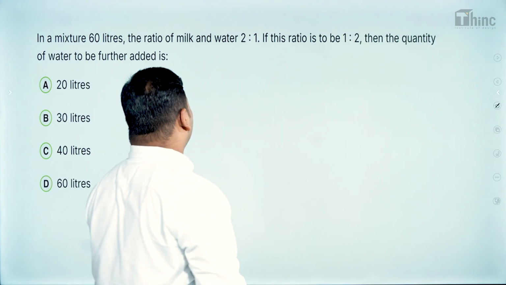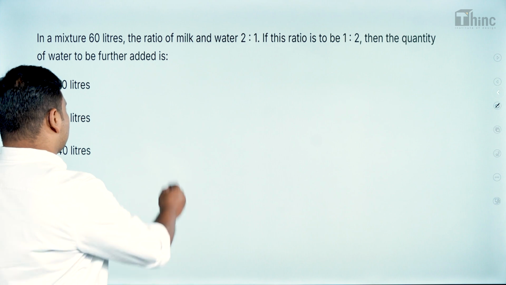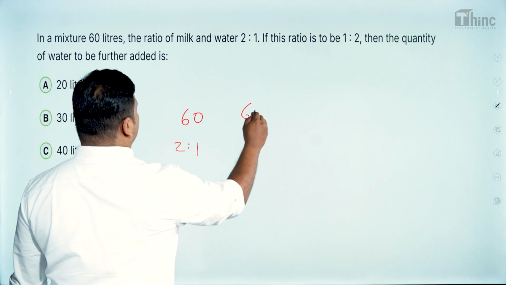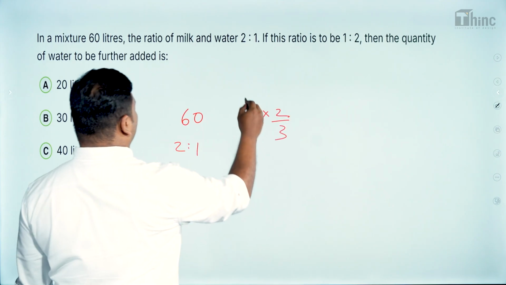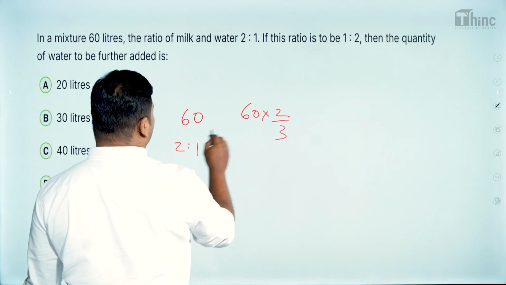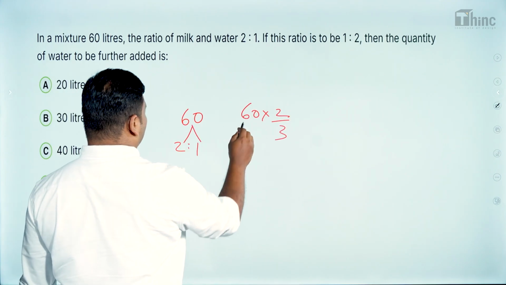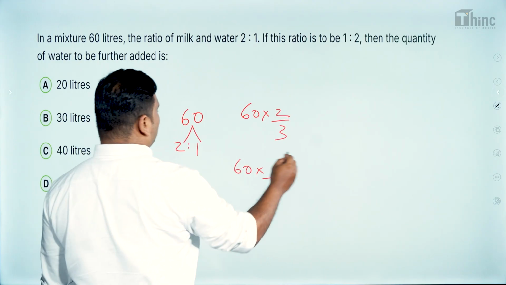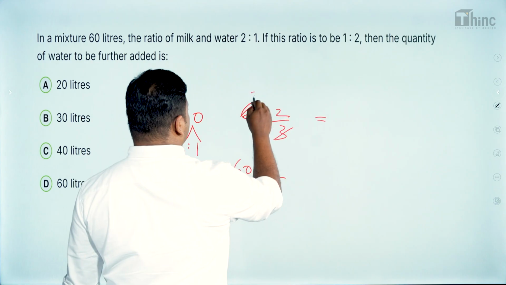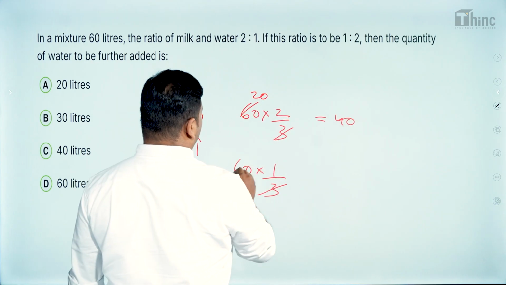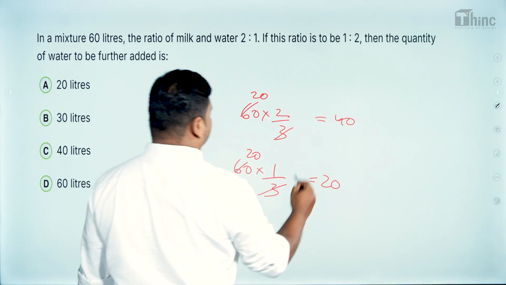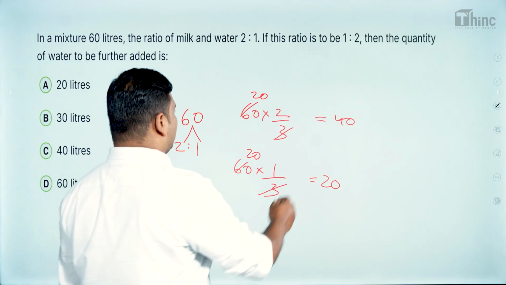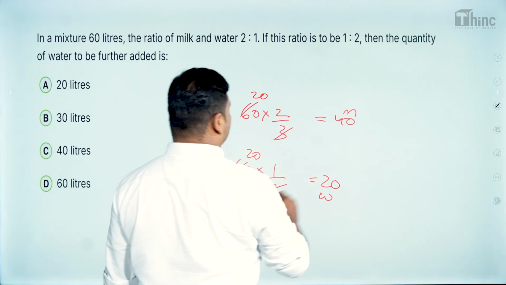So this is a question where you have to divide a number in a certain ratio. So there is a 60 liter mixture and milk and water is in the ratio of 2:1. So it's 60 into 2 by 3, that much will be the milk. So this is how we'll actually divide a number in the ratio of 2:1, right? 60 into 2 by the sum and 60 into 1 by the sum. So 60 into 2 by 3 and 60 into 1 by 3. So it's basically 40 and 20. So in a 60 liter mixture, milk is 40 and water is 20, right?